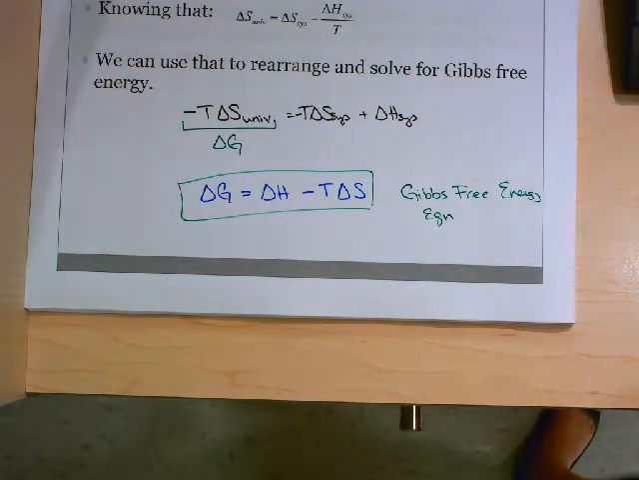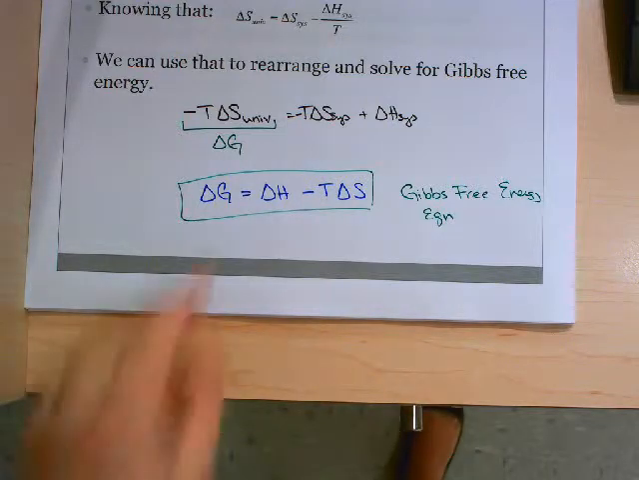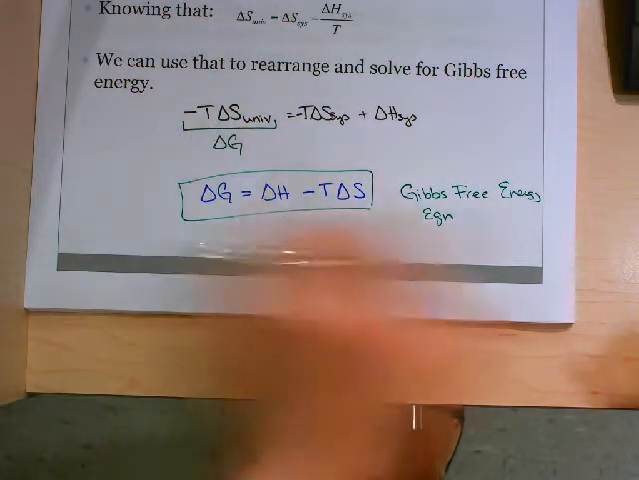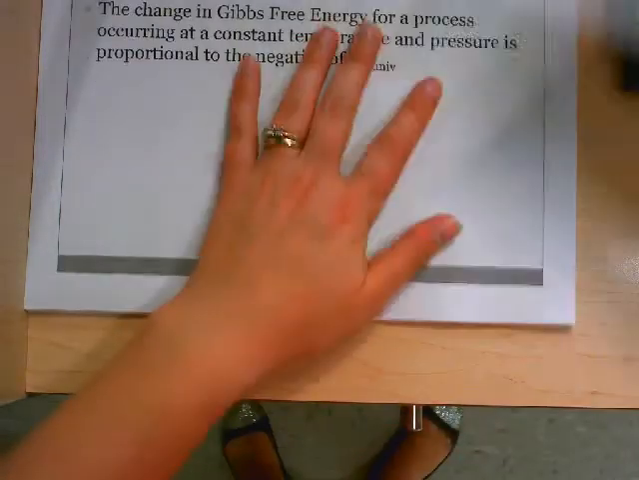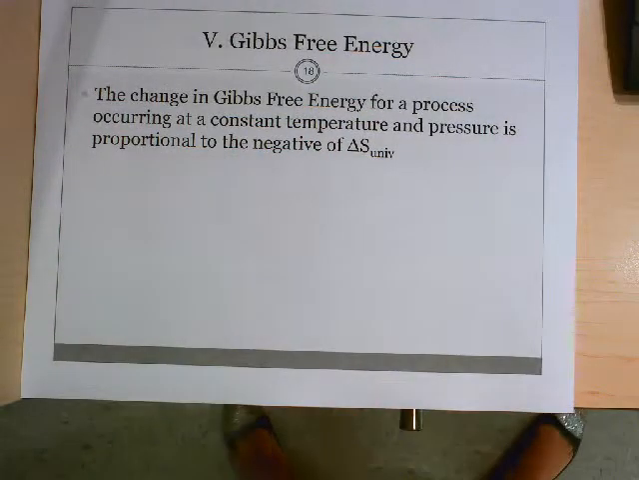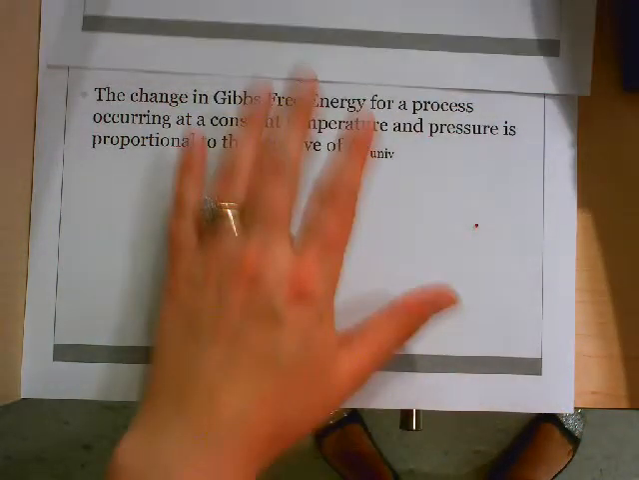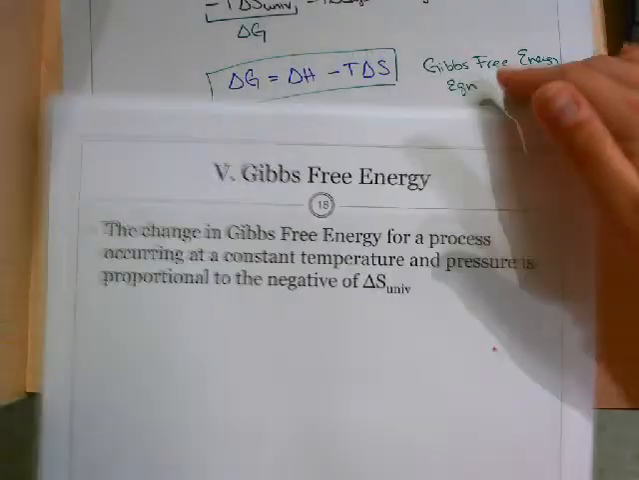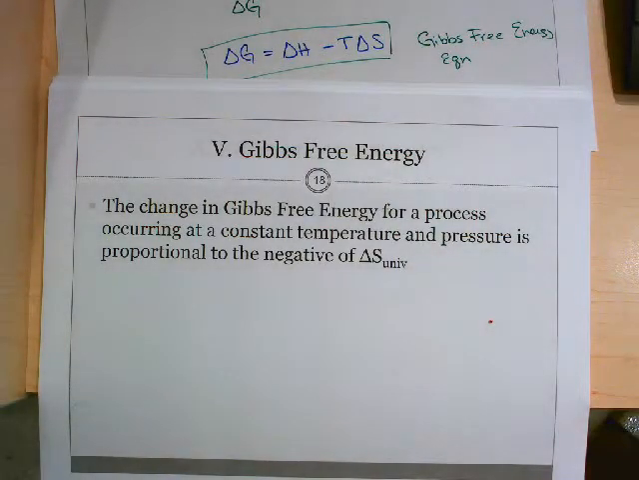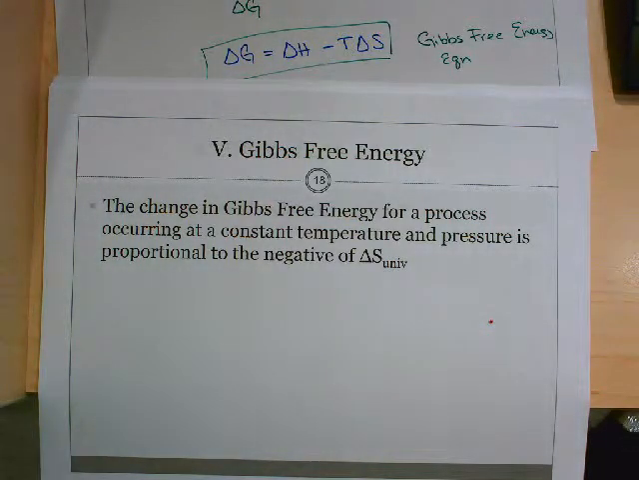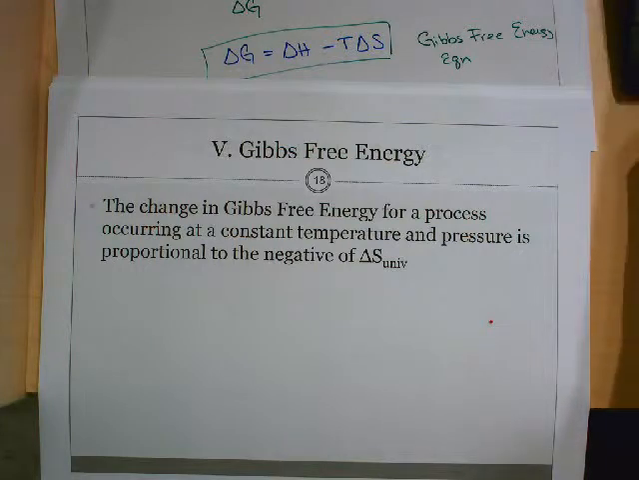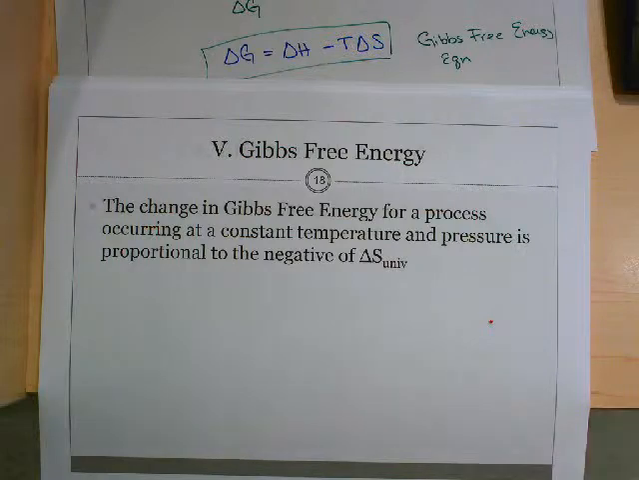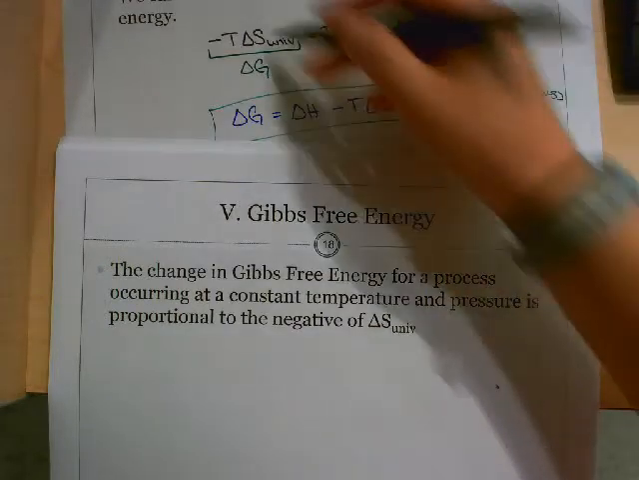Alright, so what is the big deal about this Gibbs free energy, and why is it useful, and why is it a better thing to use than this combination up here? Alright, the change in Gibbs free energy for a given process occurring at constant temperature and constant pressure is proportional to the negative of the delta S of the universe, just like it was up here, right?